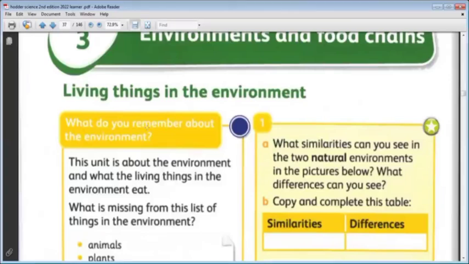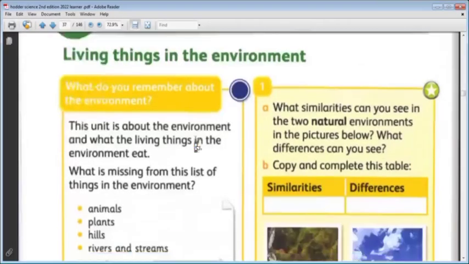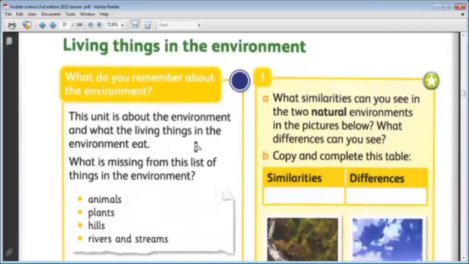Okay? So we have environment and we have habitat. Do you know the difference between environment and habitat? What's the difference? Do you know the difference?